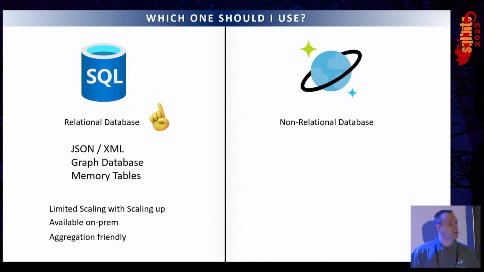SQL Server is great because it's available on cloud or on-prem. So that's a great option for SQL Server. And if your application is going to do a lot of aggregation, SQL Server is the king of that. You can do all kinds of aggregation. You can use it for OLTP or reporting. So both work for SQL Server.